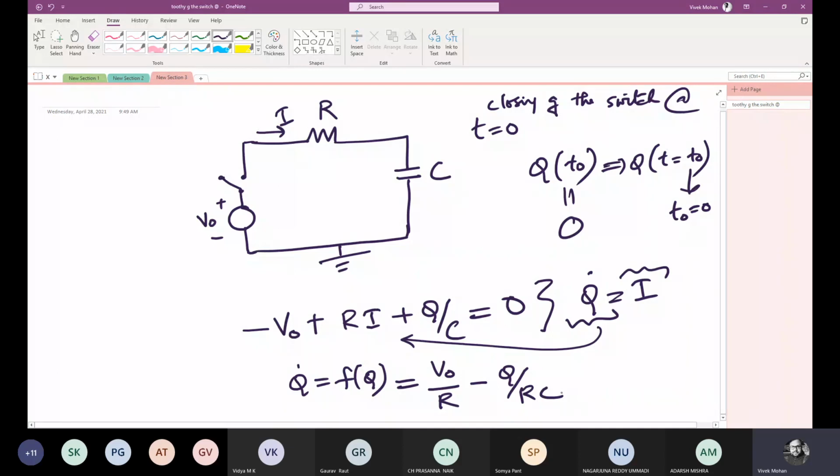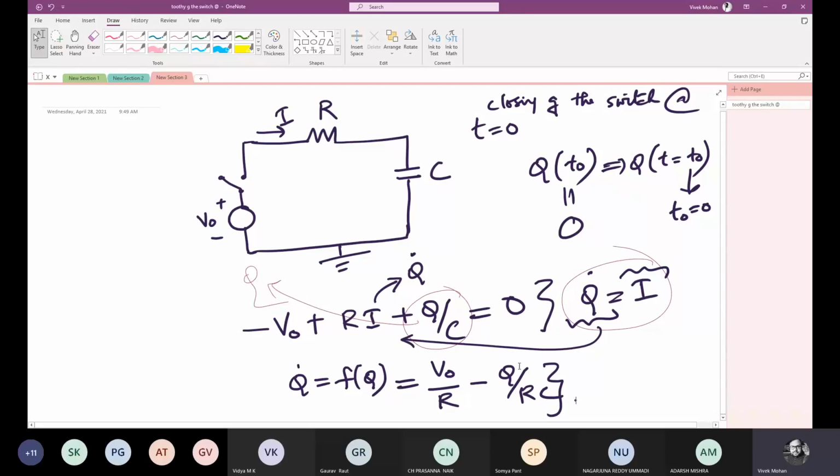How are we getting this? For I, I am writing q dot, because q dot is I. And q by C is already there. So now the equation has been completely converted to an equation in terms of q. So from this I am writing q dot equals f of q equals V naught by R minus q by RC. So this is my equation.